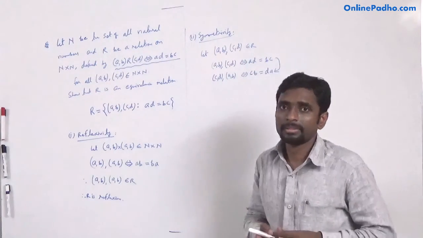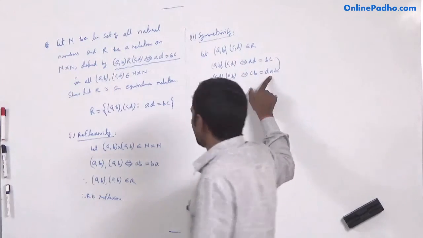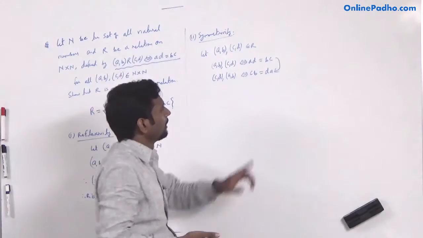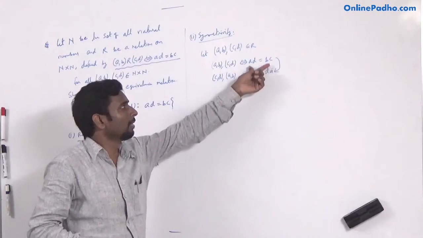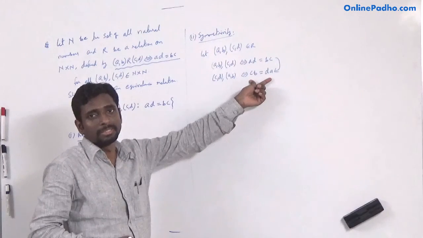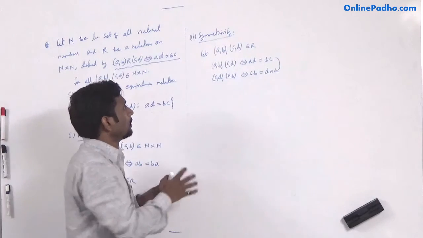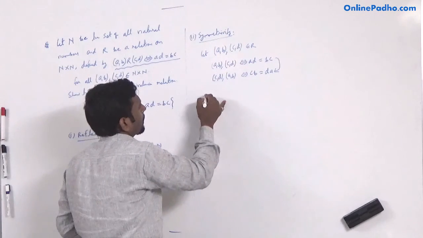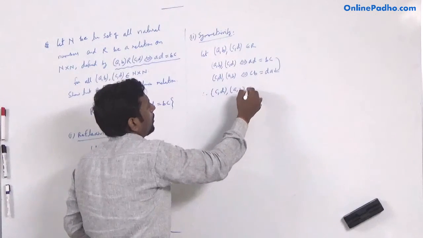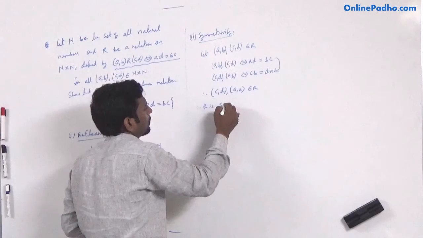Is it clear? If AD is equal to BC, then CB must be equal to DA. Both are the same thing, because the commutative law is applicable in multiplication. So therefore, (C,D),(A,B) also belong to the relation. Therefore, R is symmetric also.